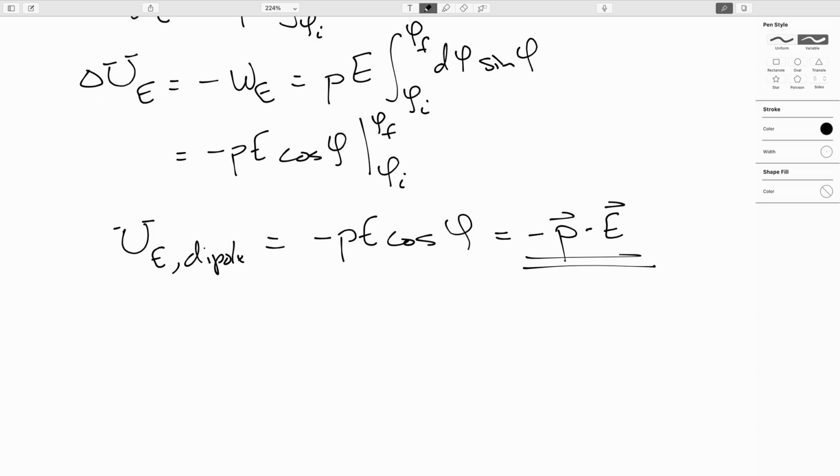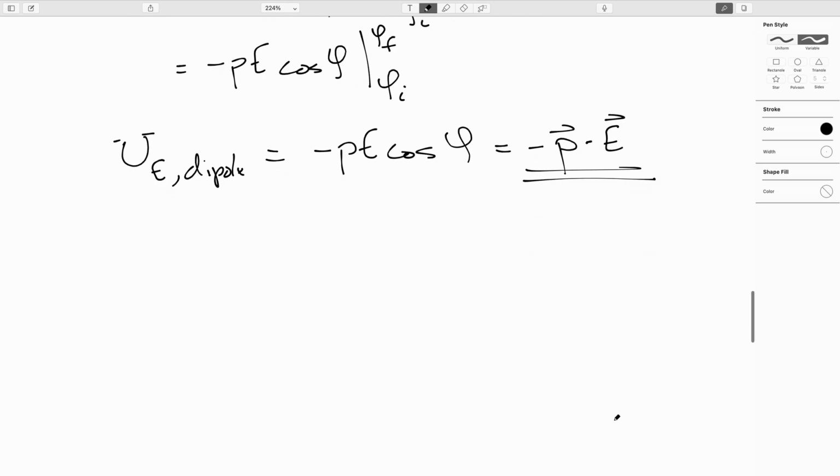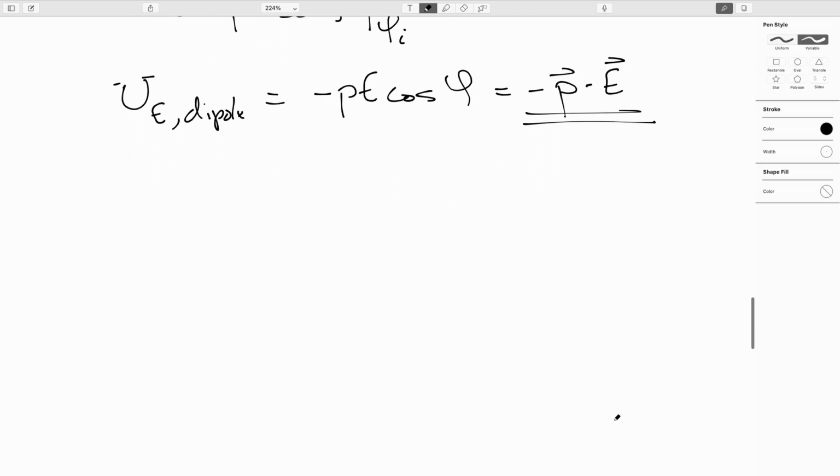Okay. So I mentioned earlier that if we place a dipole in an electric field and disturb it a little bit, it would undergo harmonic motion. We can start to see that a little more clearly.